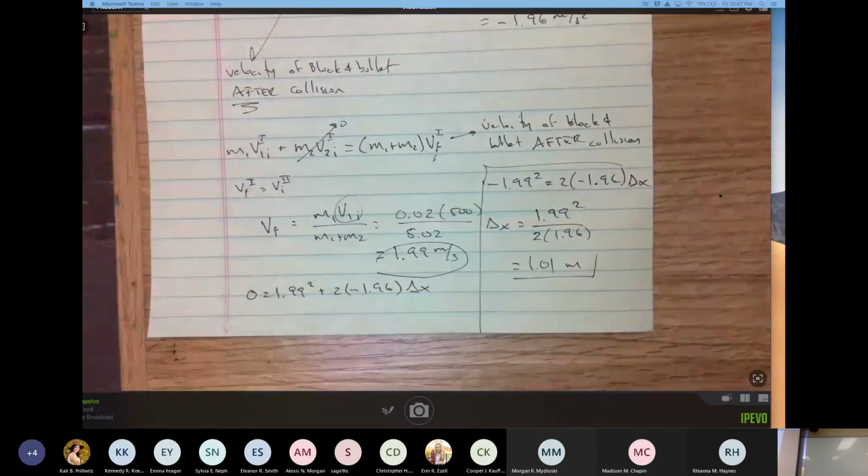1 meter. What did you do for acceleration? For acceleration, I used 1.96.